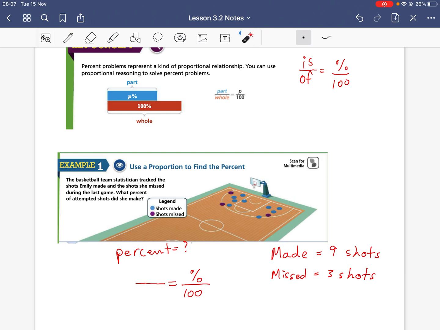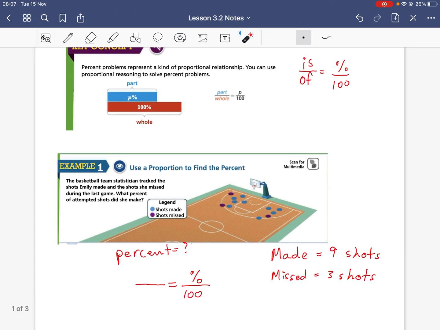Now, we need to think about what is the part and the whole. It's asking us what's the percent of attempted shots? Well, how many attempted shots did she take? Meaning, how many times did she try to score? That includes the 9 shots and the 3 shots that she attempted that she missed. So she attempted a total of 12 shots. This is our whole. How many shots did she make? Because that's what we're looking at. That is 9. So our part is 9.